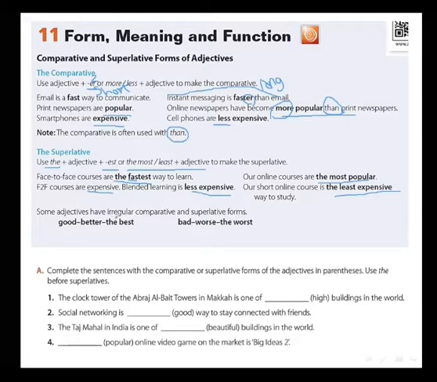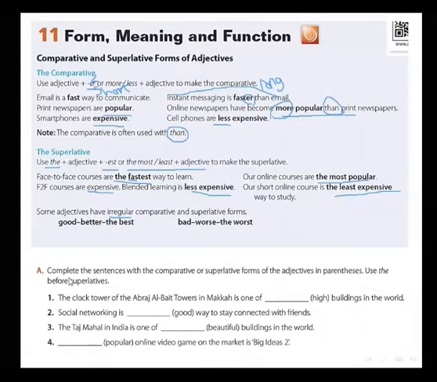Pay attention here, some adjectives have irregular comparative and superlative forms. We change all the letters. For example, good, better than, the best. Good, better than for comparative and the best for superlative. Bad, worse than, and the worst. Okay?